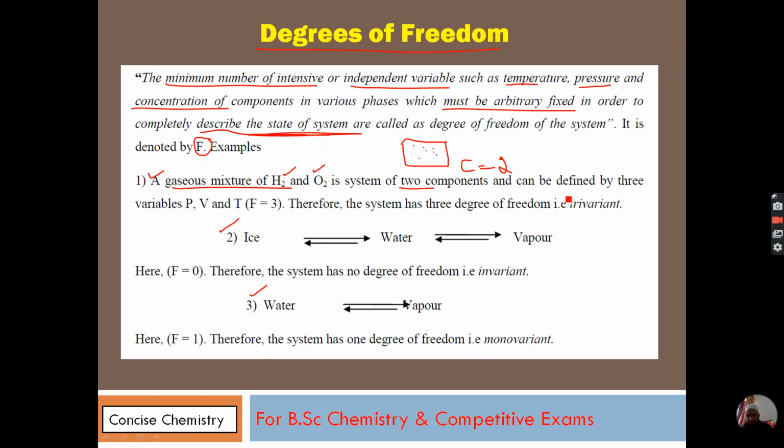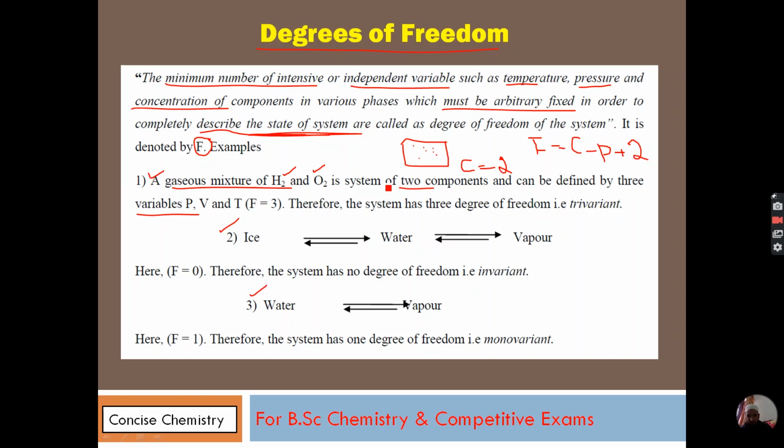And then he writes that this system of H2O and oxygen can be defined by 3 variables. How can we calculate that? Simply use the phase rule. F is equivalent to C minus P plus 2.